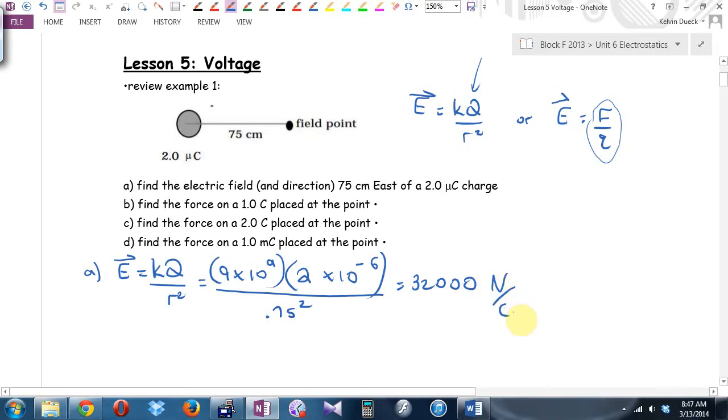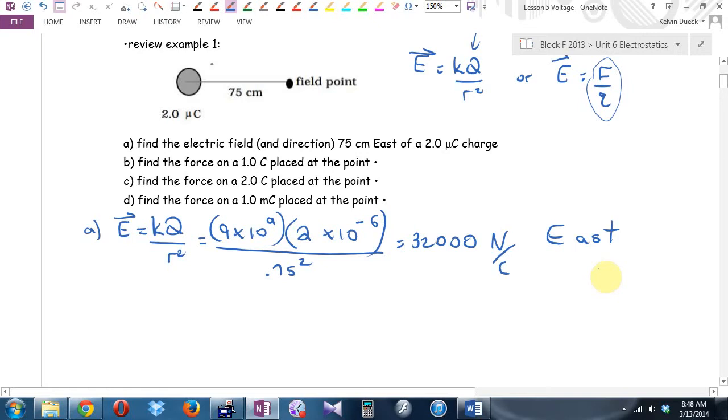Direction, because it did say direction. How do I figure out the direction of the electric field at that field point? I ask myself a question: if I put a positive test charge right there, which way would it want to move because of that big planetary charge? It looks like they said east, so if the question says east, I'll use east. If it says left and right, I'll use left and right, or away, or something like that. I'll try to be consistent. 32,000 newtons per coulomb to the east.